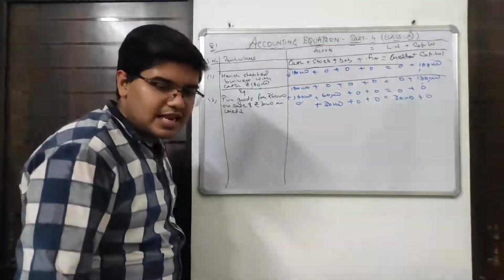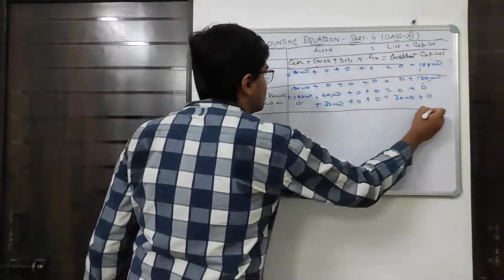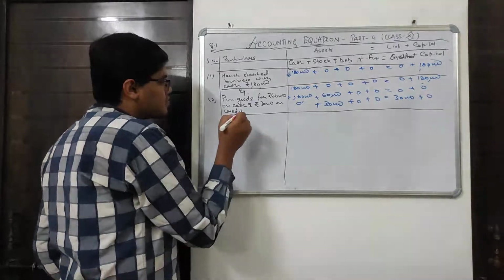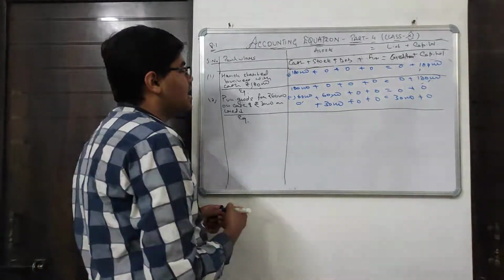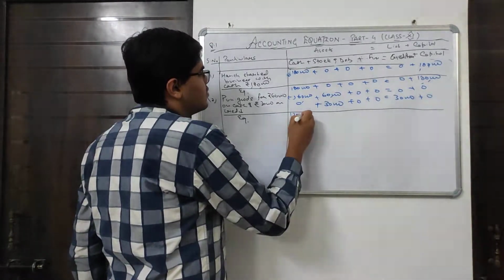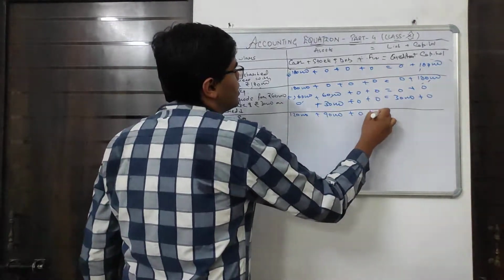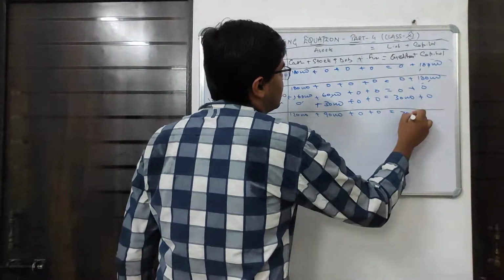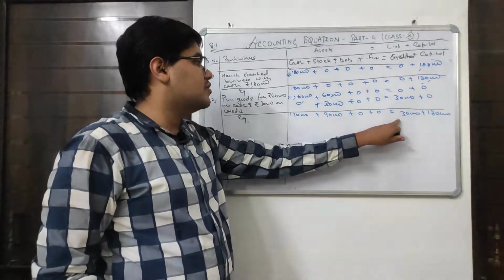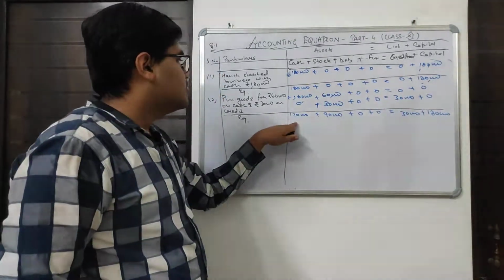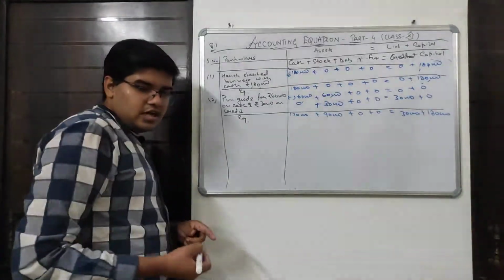Now let us balance the equation and see whether our equation is balanced or not. The equation will be 1,80,000 minus 60,000, 1,20,000, plus 90,000, plus 0, plus 0, 30,000 in creditor and 1,80,000 in capital. Now you can see that 1,80,000 plus 30,000 is equal to 2,10,000. Here also 1,20,000 plus 90,000 is equal to 2,10,000. Now moving on to our third transaction.